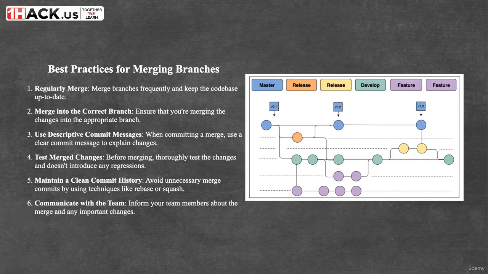5. Maintain a clean commit history. Avoid unnecessary merge commits by using techniques like rebase or squash to keep the commit history clean and linear. This makes it easier to understand the project's development timeline.